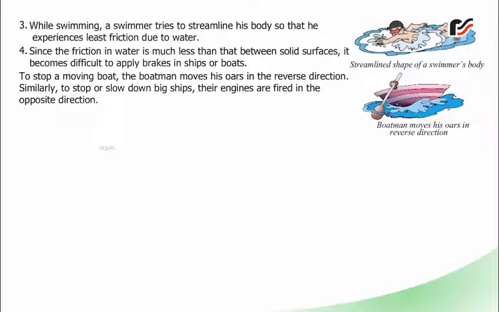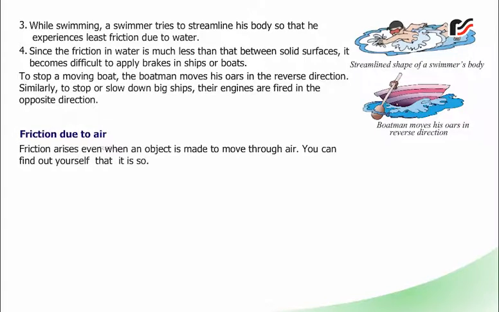4. Since the friction in water is much less than that between solid surfaces, it becomes difficult to apply brakes in ships or boats. To stop a moving boat, the boatman moves his oars in the reverse direction. Similarly, to stop or slow down big ships, the engines are fired in the opposite direction. Friction due to air. Friction arises even when an object is made to move through air. You can find out yourself that it is so.